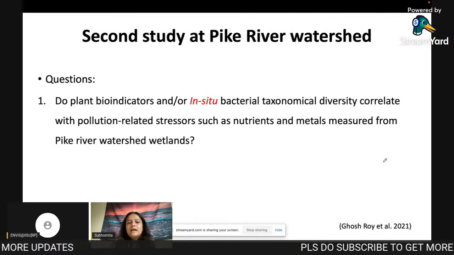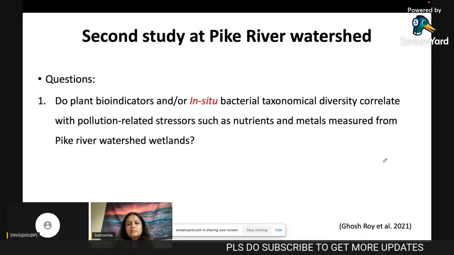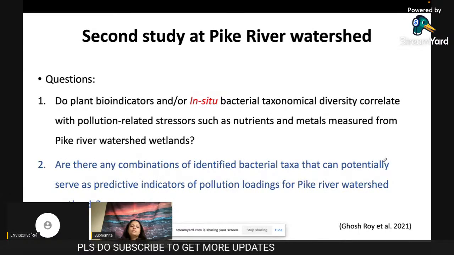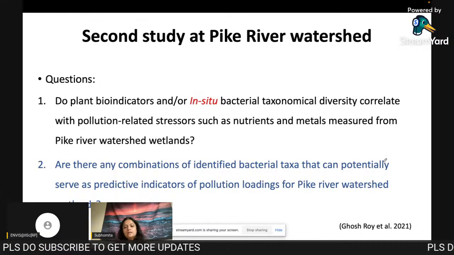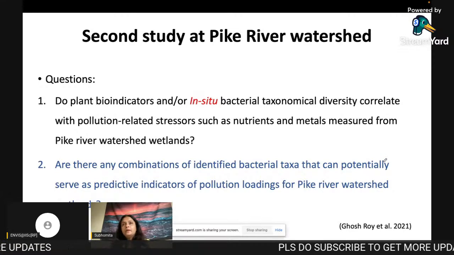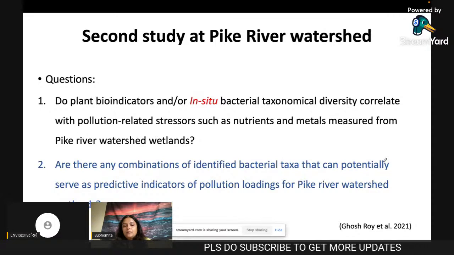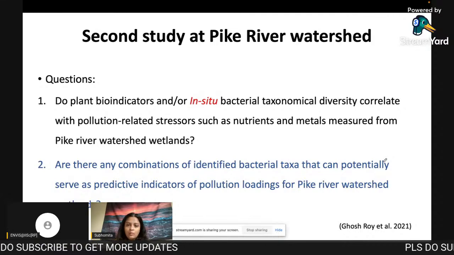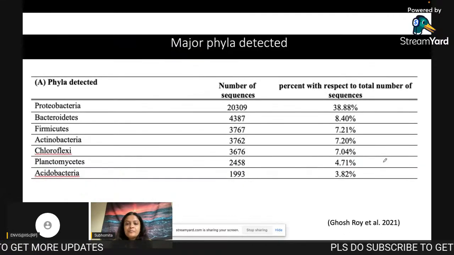Now, so we did answer our first question. We found some significant correlations. Now, the next thing we wanted to know is, is there any specific combination, special type of bacterial taxa that could possibly be a predictive indicator of pollutant loadings? What is going on? Particularly, we were interested in this lead thing. Why is it like that?